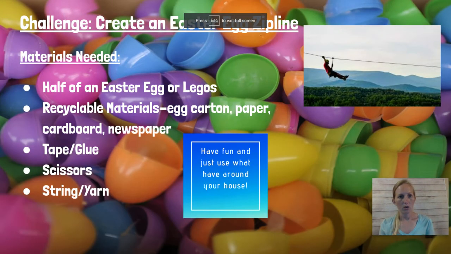And so your challenge today is to create a zip line. So you're going to create an Easter egg zip line. So the materials you're going to need is half an Easter egg or some Legos. If you don't have Easter eggs at your house, what you could use is Legos instead to build a zip line. But if you're using the Easter egg, you're going to take just the bottom half of it, okay?